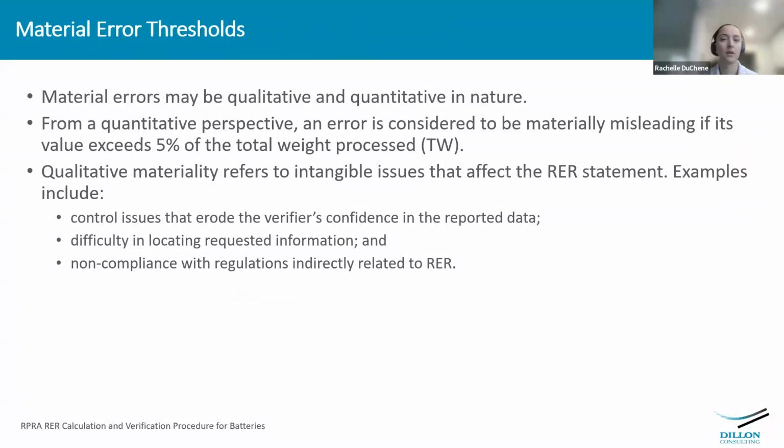So for material error thresholds, we've broken it down into qualitative and quantitative errors, the quantitative being a value that exceeds 5% of your total weight that's processed. And then qualitatively, that's just if your verifier sees anything that is of concern, whether that's a control issue that makes them kind of question the reported data, or if you're not able to locate some information that they've requested, or if there's just some non-compliance in anything that's indirectly related to the RER regulation.